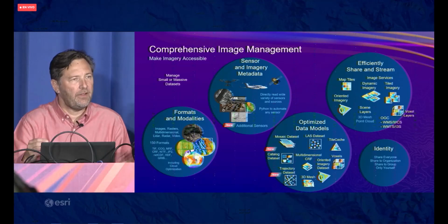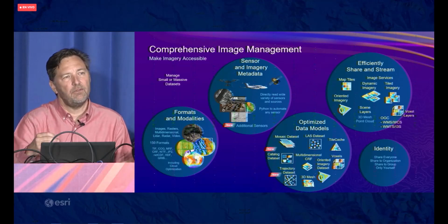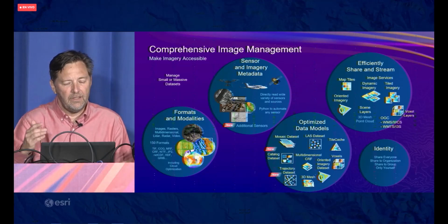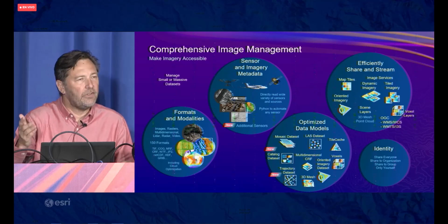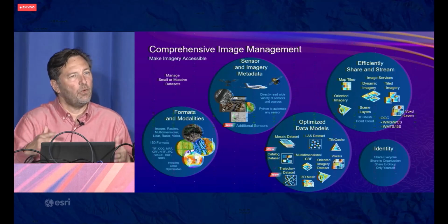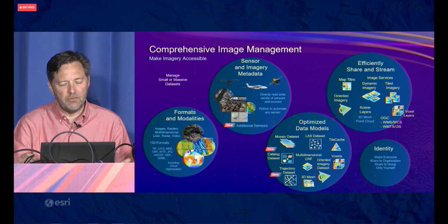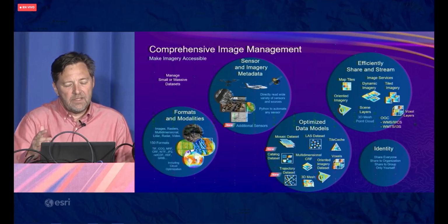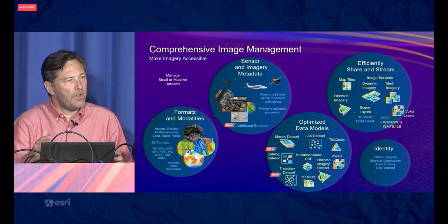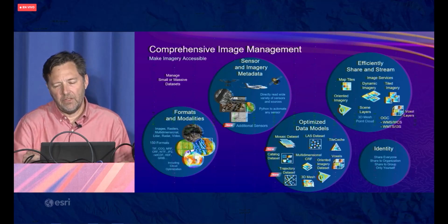But we have other data models, LAS datasets designed for LiDAR data. Things like oriented imagery, which is handled more like street view and oblique imagery. And what we've added recently are catalog datasets and directory datasets. I'll come back to those in a minute.